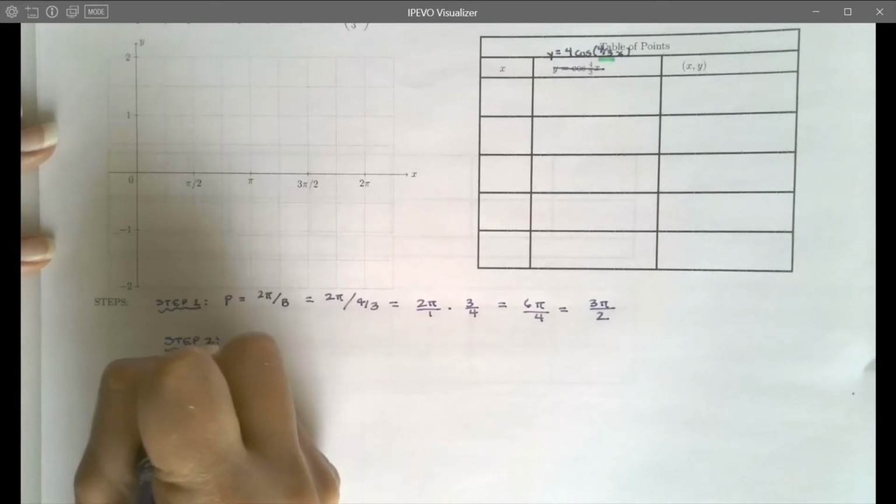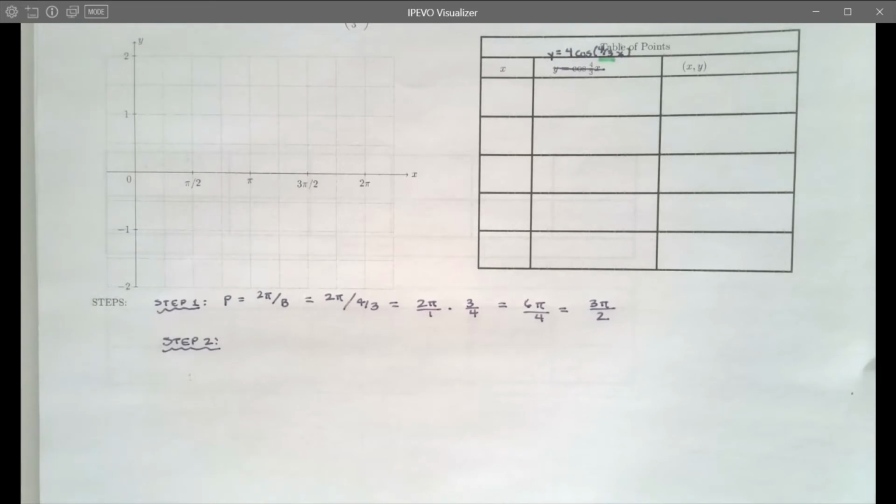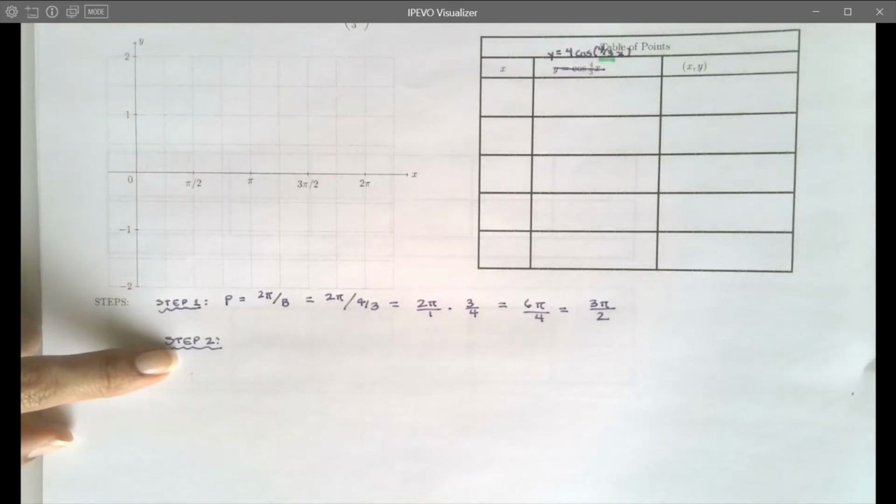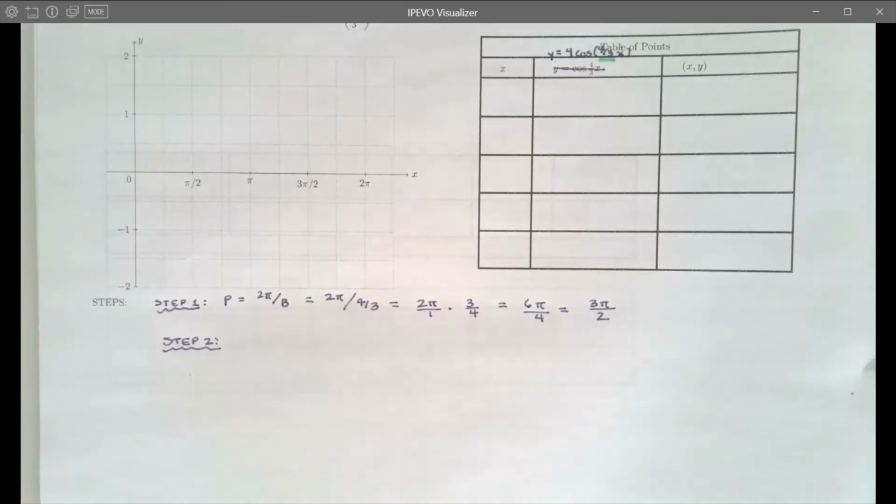The next step is to find the step size. When I say find the step size, I mean find the difference between each x value. If you recall from last week's lecture, in order to find out where the peaks, the zeros, or the lowest points of the graph happen, they happen at every quarter of the cycle. So we're going to take the period and divide by 4, because the period defines where one cycle is completed. That means we take that distance and divide by 4.